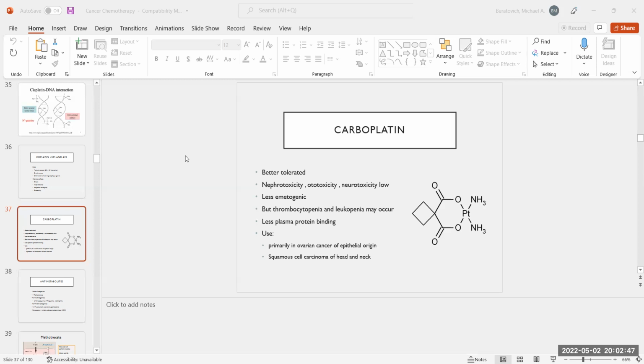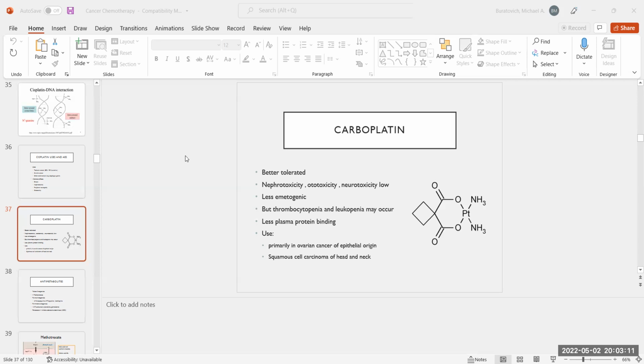Irinotecan is a prodrug. It has to be metabolized into its active form in the liver before it can work. Irinotecan is going to be excreted through the bile and through fecal material, so you don't have to adjust it for patients with compromised renal function.